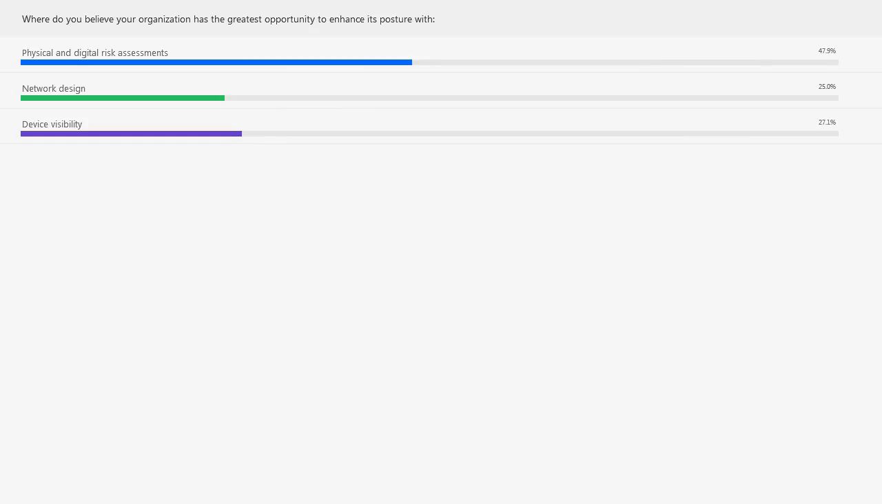This is exactly where I was expecting the results to come in, at least for the physical and digital risk assessment to be priority number one, the top item for the greatest opportunity to enhance posture, because I think this is the key element here. And I'm not sure if the audience picked the first answer because they're trying to understand what a digital risk assessment is. And that's where I would think everybody is at. It's like, well, what the heck is a digital risk assessment? And so I'm going to pick that one as the greatest opportunity to enhance.